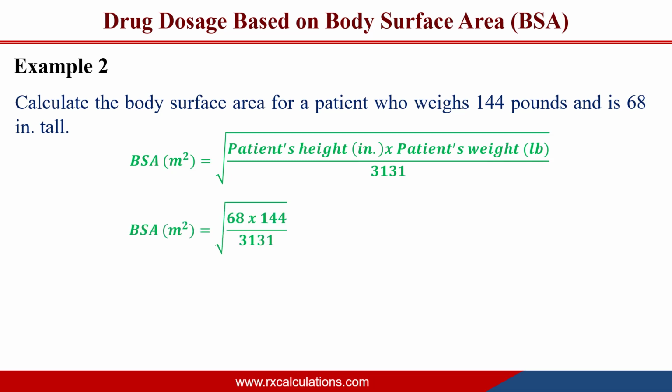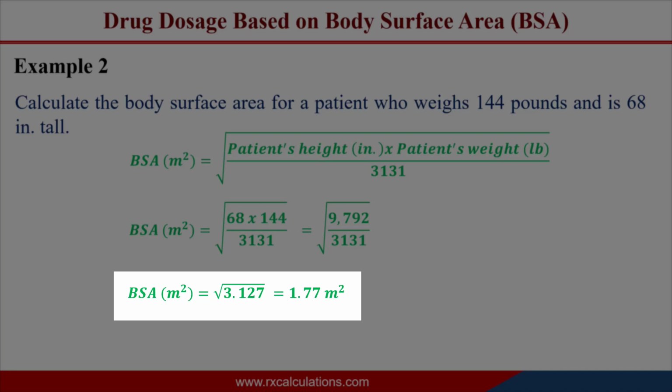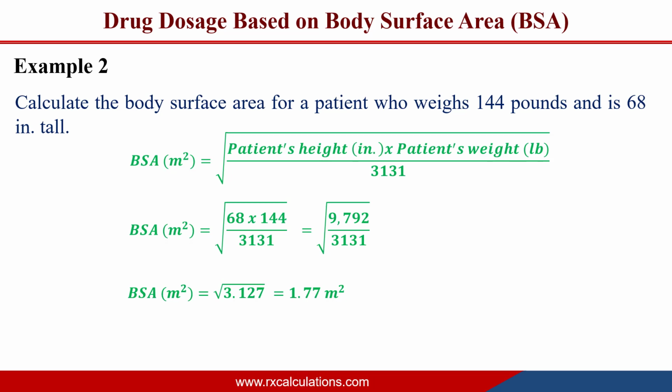So we go ahead and determine BSA in meters squared, which is going to be equal to the square root of 68, which is the patient's height, times 144 pounds, which is the patient's weight, divided by 3131. And that should be equal to the square root of 9,792 divided by 3131. And that implies that the BSA in meters squared is going to be equal to the square root of 3.127, and that should be equal to 1.77 meters squared. Now let's take a look at another example.